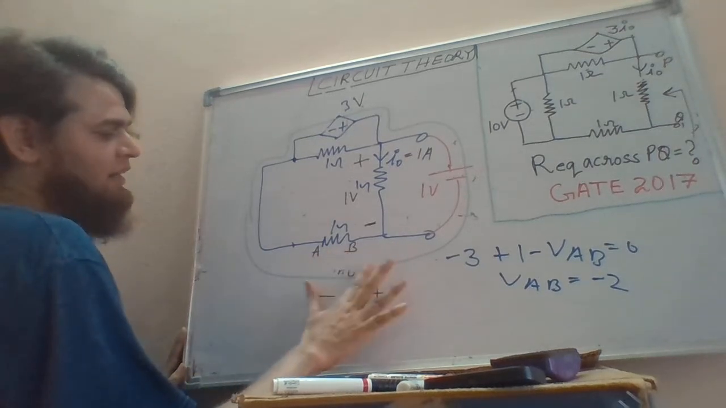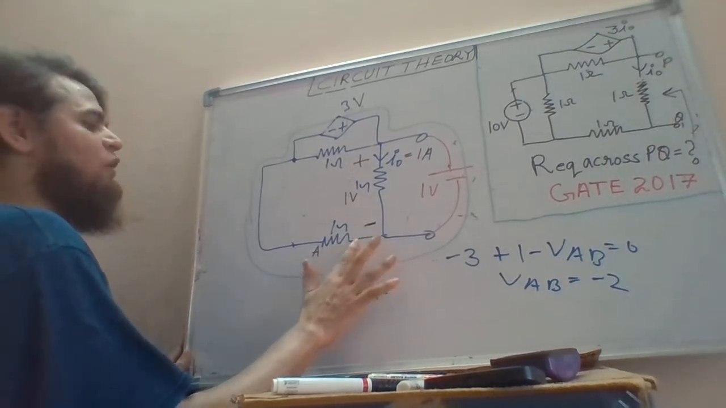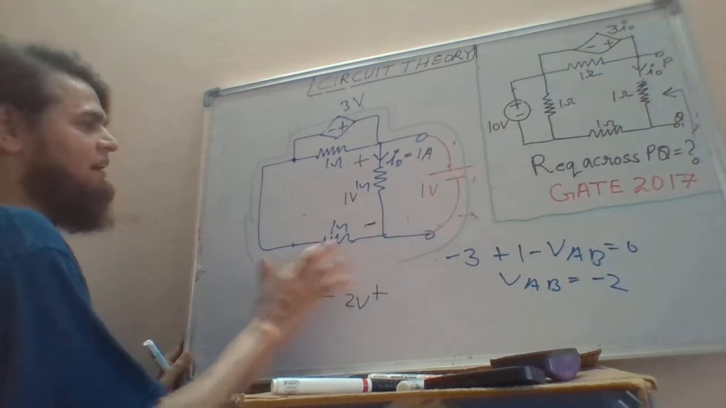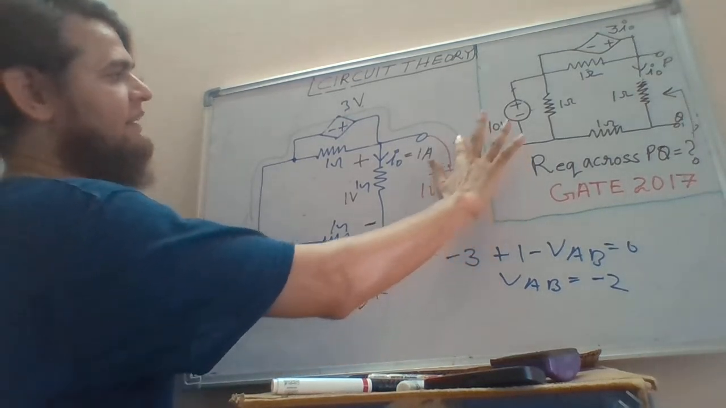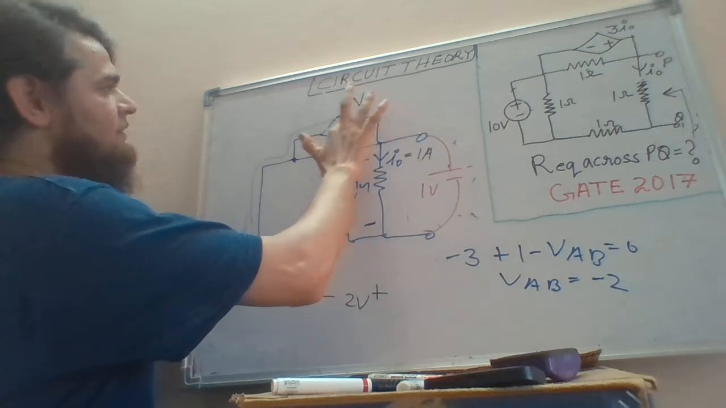So we have got the potential difference across this resistance. Well, if you know the potential difference across any resistance, you can easily get the current across that resistance.